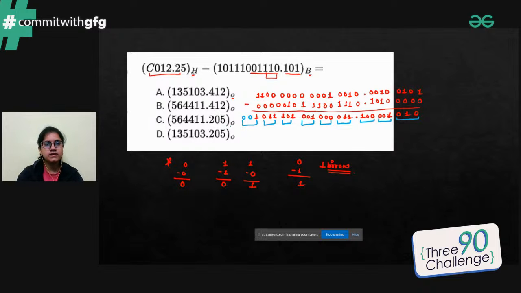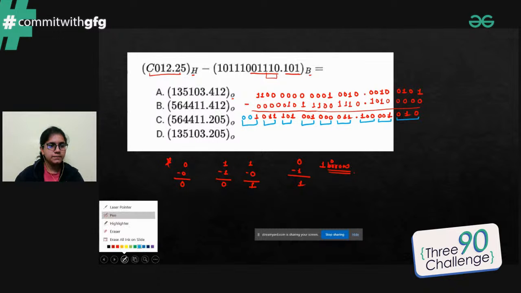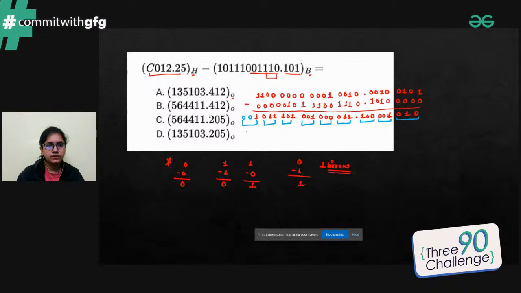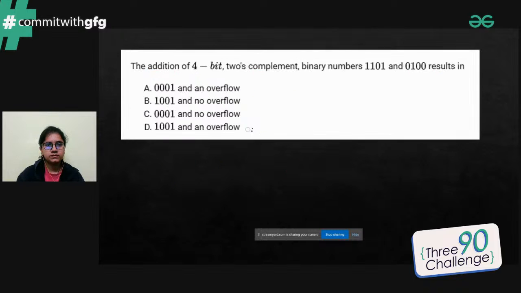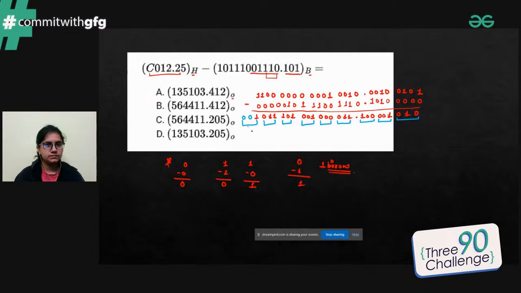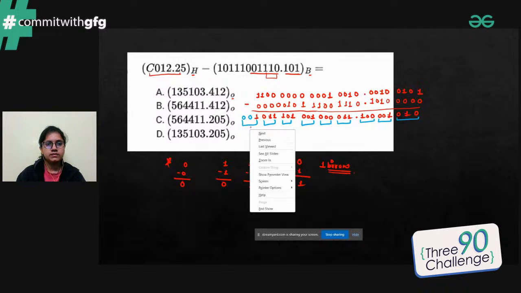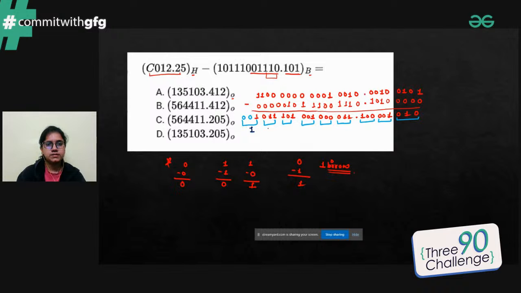So what is our answer? Let's write the answer here. This is 1. This is 1. This is 3. This is 5. This is 1 again. This is 0. This is 3. Point. This is 4. This is 1. This is 2.